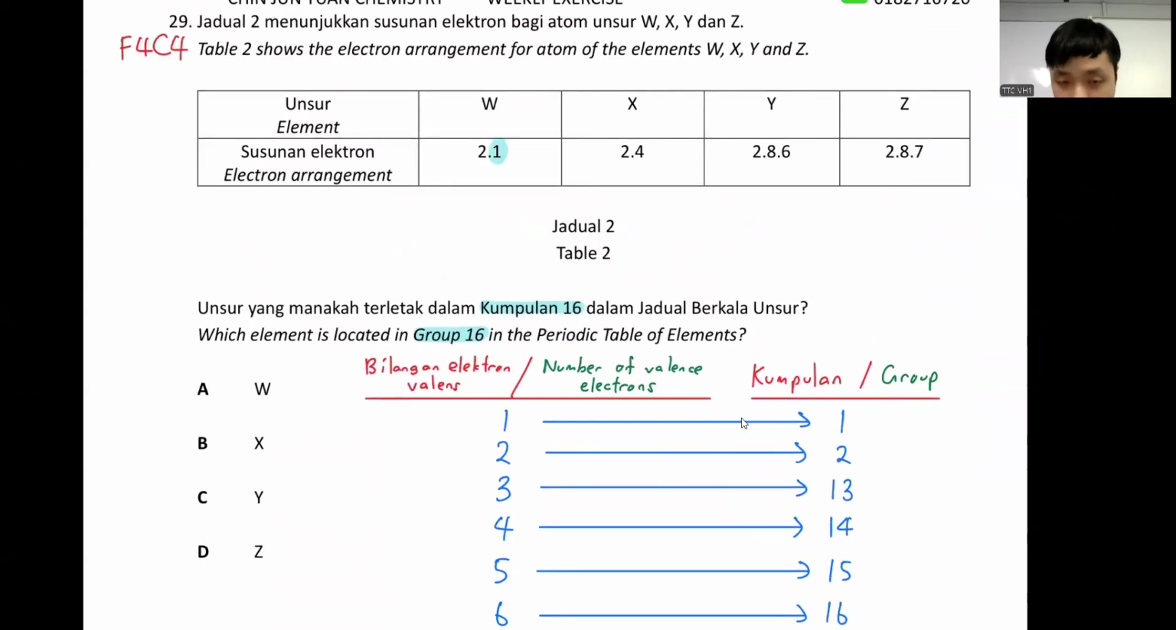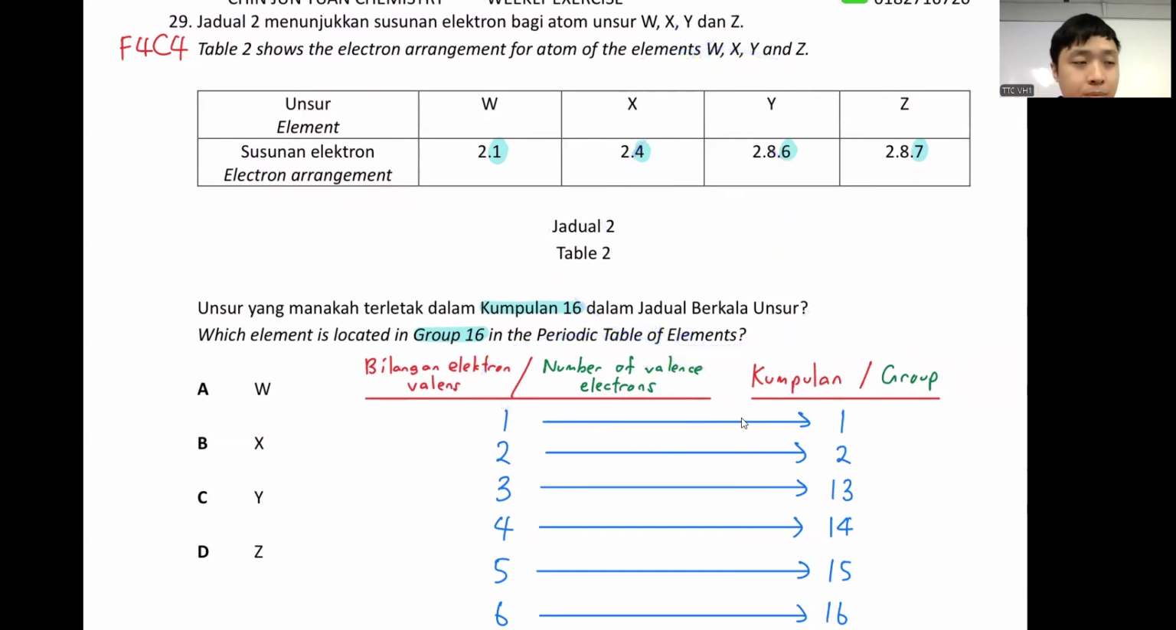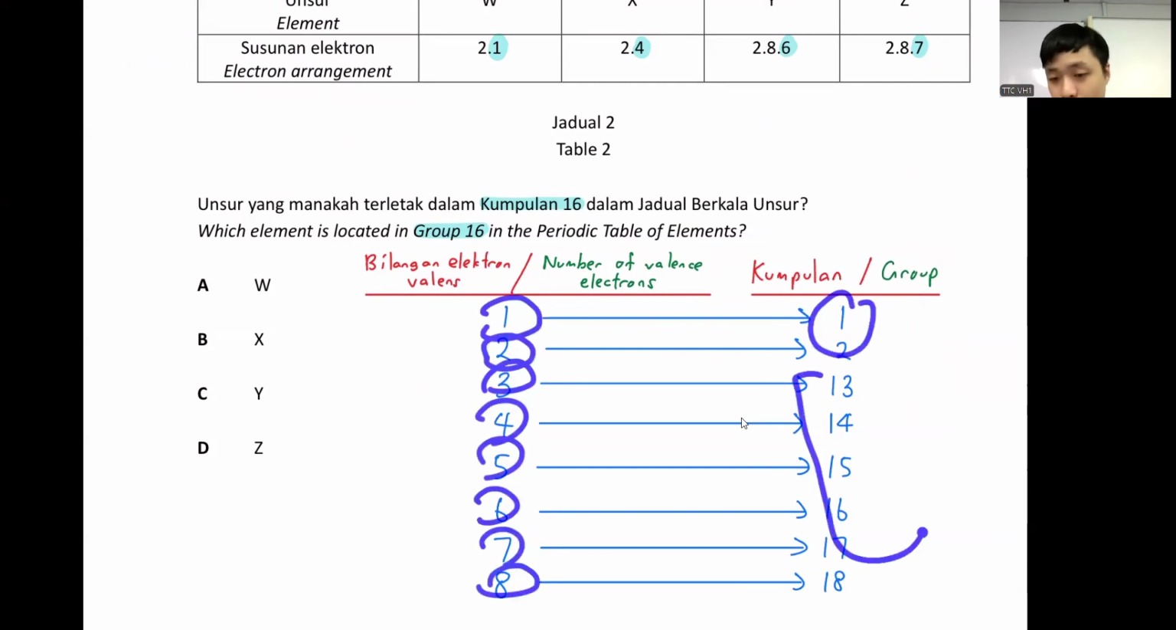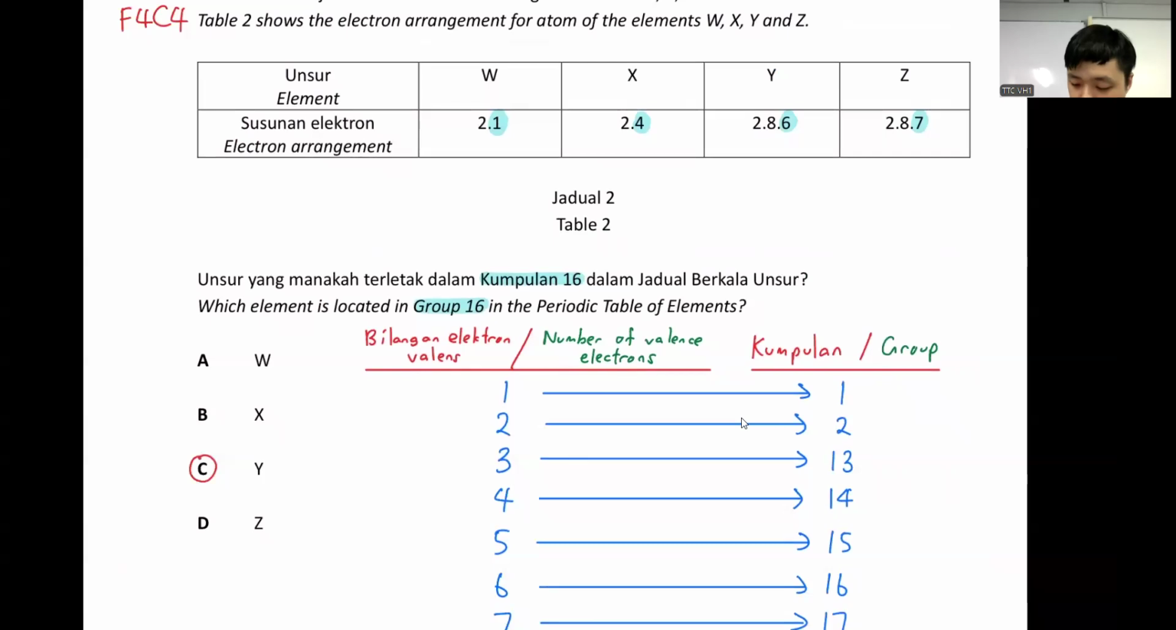You got 1 valence electron, 4 valence electrons for X, 6 valence electrons for Y, 7 valence electrons for Z. Valence electron means the outermost shell's electrons, 最外面的圈的 electron. In this case, 1, 2, 3, 4, 5, 6, 7, 8. I already started for you. Which group is this? So the answer should be Y. Y has 6 valence electrons.